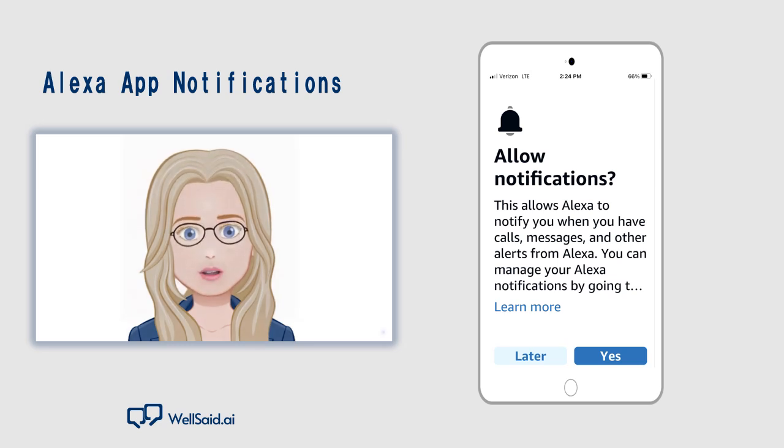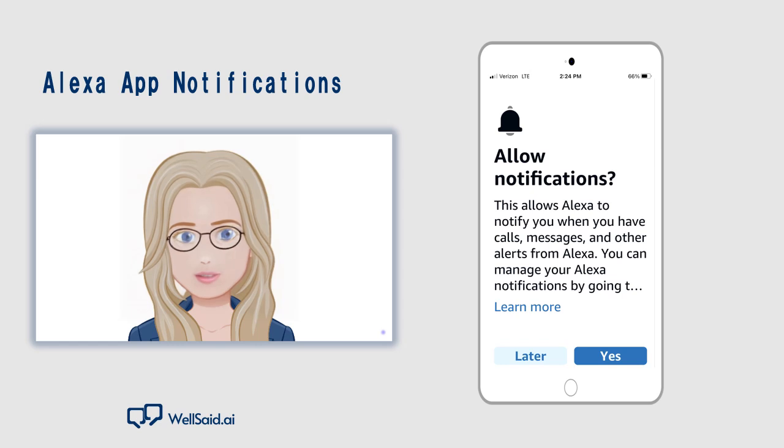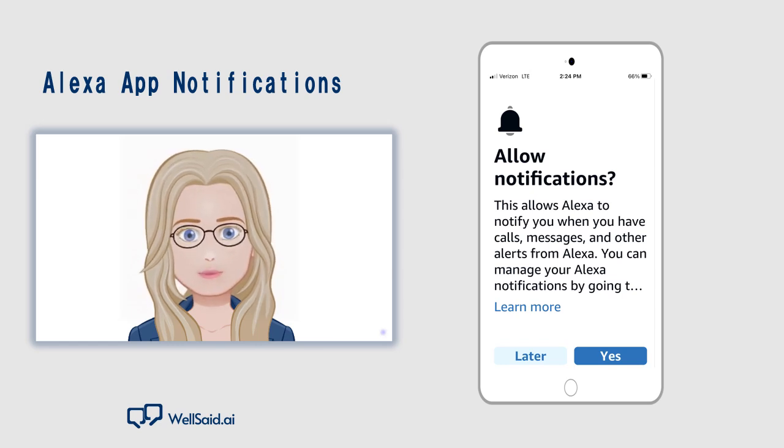The next prompt will ask you if you would like to allow notifications to be sent to your Alexa app. You can select yes or later to continue. We suggest clicking yes, because that will allow you to see messages or alerts that Alexa sends on your phone.